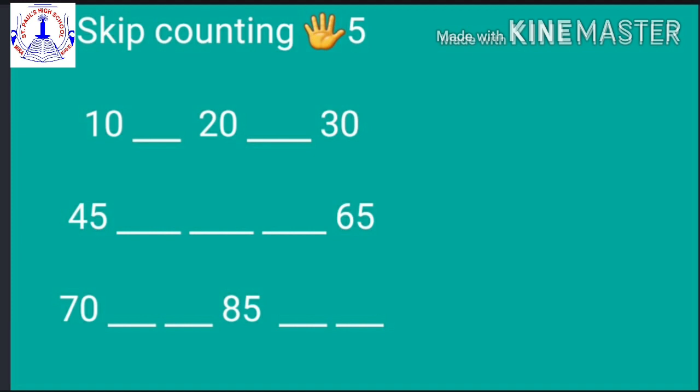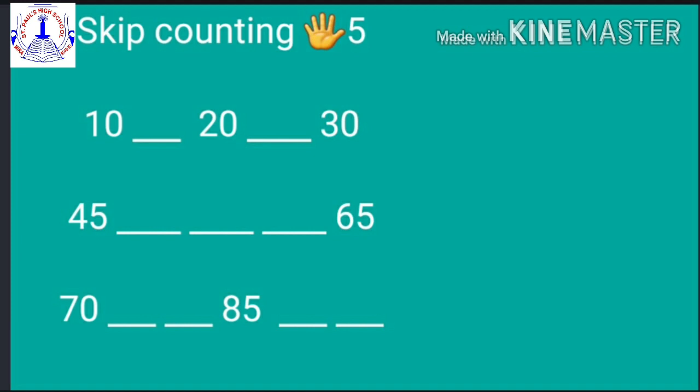Take a new line now. 1 0 10, dash, 2 0 20, dash, 3 0 30. Now take a new line, children. 4 5 45, dash, dash, dash, 6 5 65.